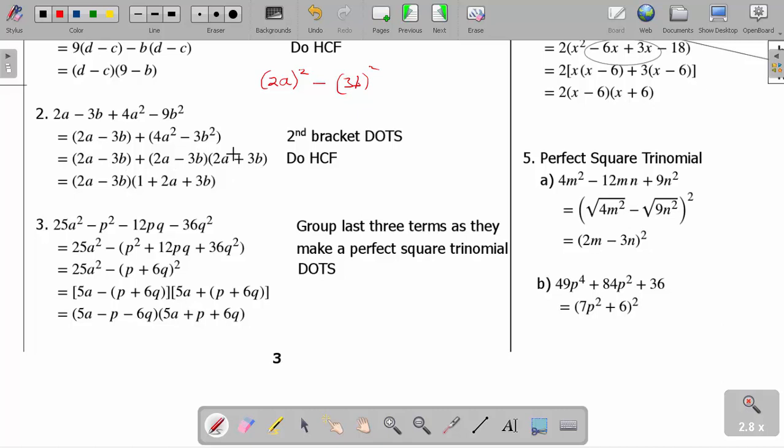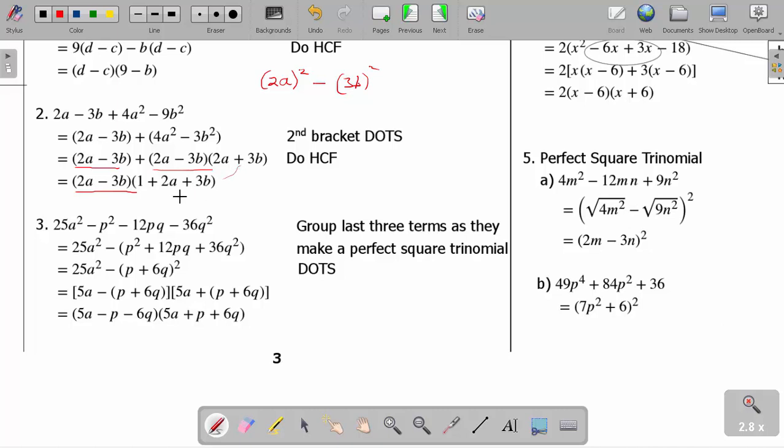Also we have 2A. Now this one is 2A minus 3B as well, so it's a common bracket. I take out this common bracket, which is also common here, as 2A minus 3B. Then I'm left with 1 for this one, then plus 2A plus 3B. So that's my answer there.